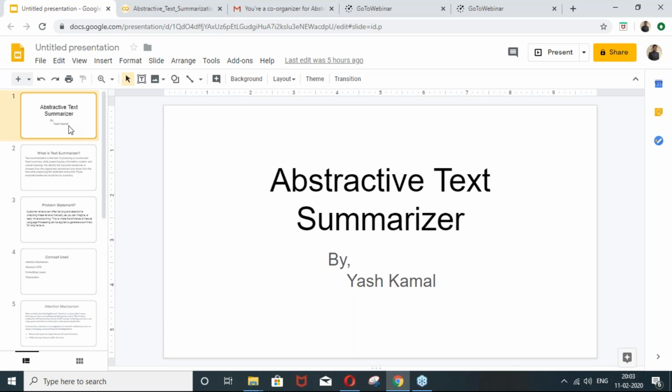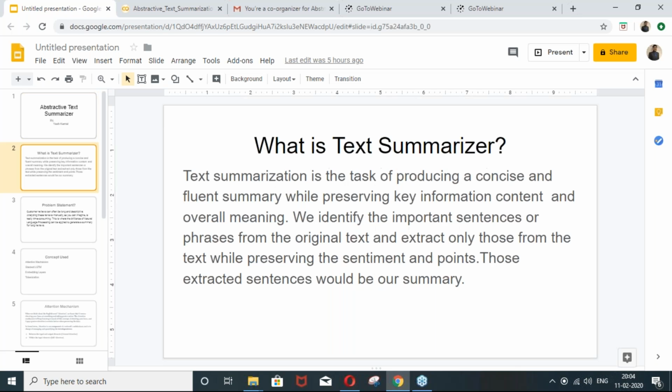Text summarizers are of two types, extractive and abstractive. The major difference is that in extractive, they will just extract the important words. Suppose the sentence is I love to play cricket, they will just pick out the important words. But the abstractive text summarizer will summarize it and give the summary of it. Text summarization is the task of producing a fluent summary while preserving the key information. It basically focuses on the overall meaning of the sentence.